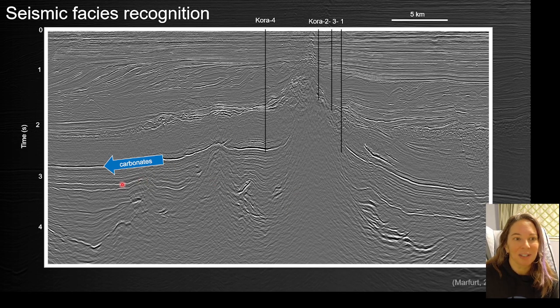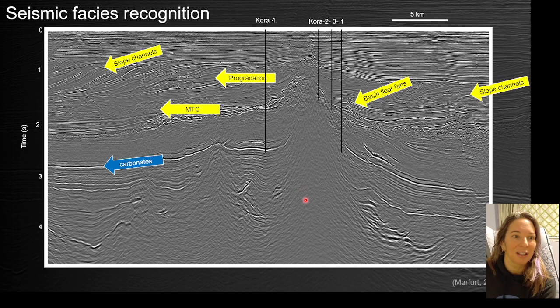I've pointed out already some carbonates. Here's some of the wells. This is the Cora volcano itself. And so we can stare at this. This is one of my favorite images and data sets we use for lab in class. We can see a lot of different features from slope channels to mass transport complexes. We can see patterns related to progradation, some basin floor fans, and then also some slope channels right here.